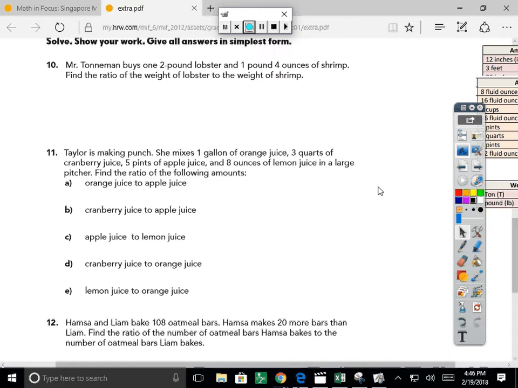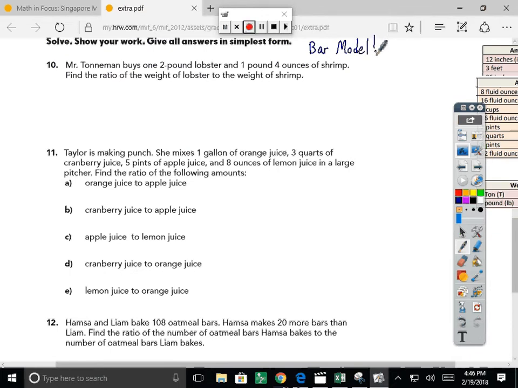So I'm going to start here with number 10. It says Mr. Toneman buys 1 2-pound lobster and 1 pound 4 ounces of shrimp. Find the ratio of the weight of lobster to the weight of shrimp. Well, I can picture this, and I'm going to encourage you to try a bar model approach on a few of these, just so that we're getting familiar seeing that in ratio format.